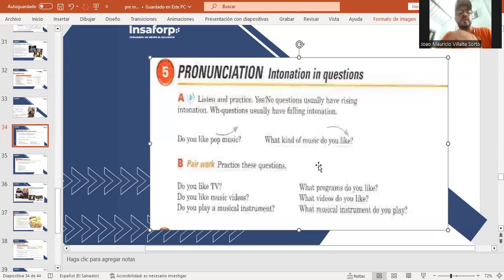Falling intonation es hacia abajo, ¿no? Porque, yeah, falling. Cayendo, pero eso sería literalmente. Rising es subir la entonación. Right? Your voice goes up or your voice goes down.